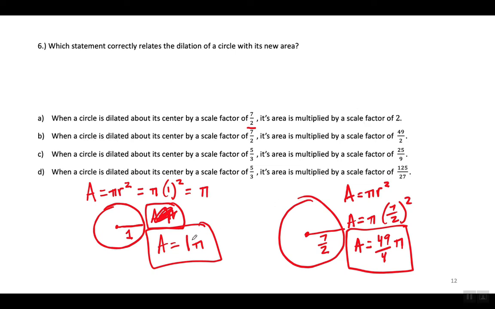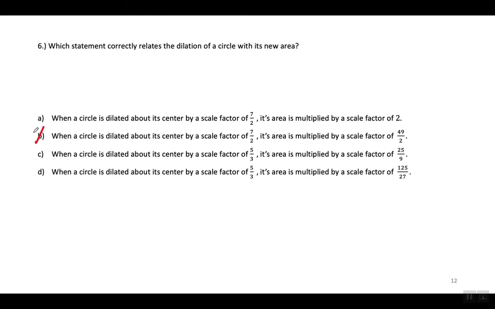That's wrong. Because if the area were being multiplied by a scale factor of 2, this would say 2 pi. All right, so letter A is wrong. How about letter B? It says that when I dilate by a scale factor of 7/2, the new area is multiplied by a scale factor of 49/2. No, it's being multiplied by a scale factor of 49/4. So B is wrong as well. Okay, let's check the next one. The next one is talking about dilating by a scale factor of 5/3.